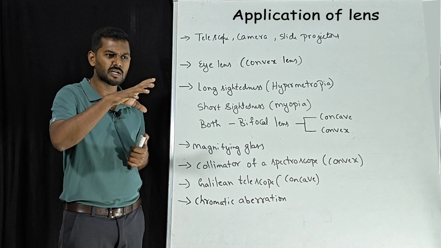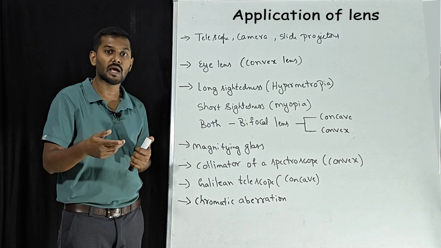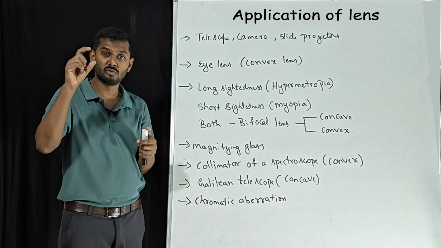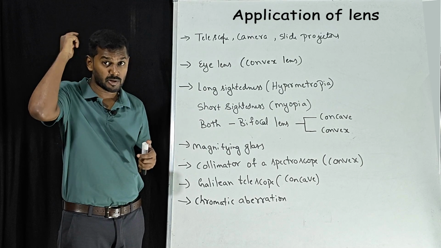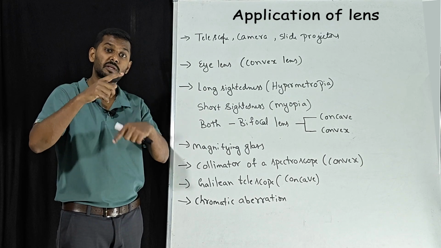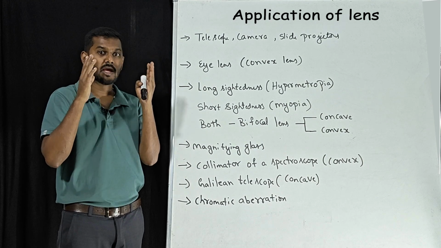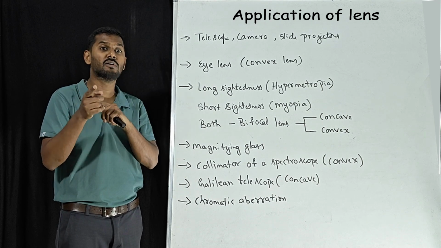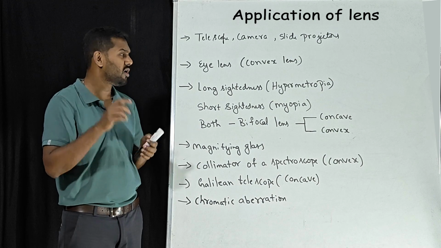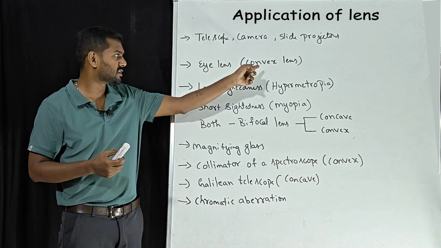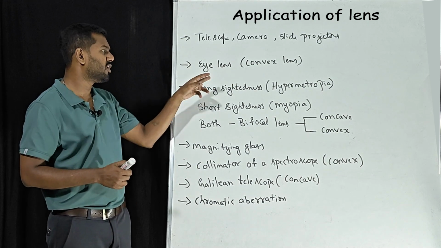Are we seeing the objects inverted? No, right? The convex lens produces an inverted image. Our brain will convert that inverted image into an upright image, so even though it is real, it is not seen inverted, it is upright. So what lens do we have in our eyes? That is convex lens. Then long sightedness.